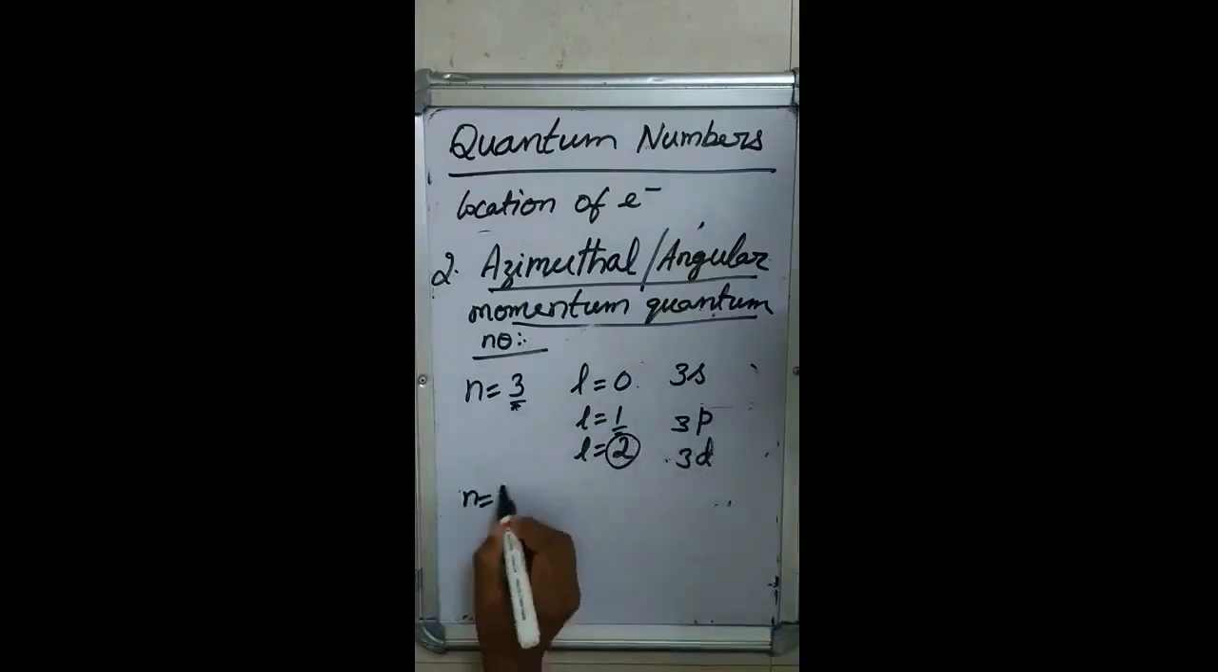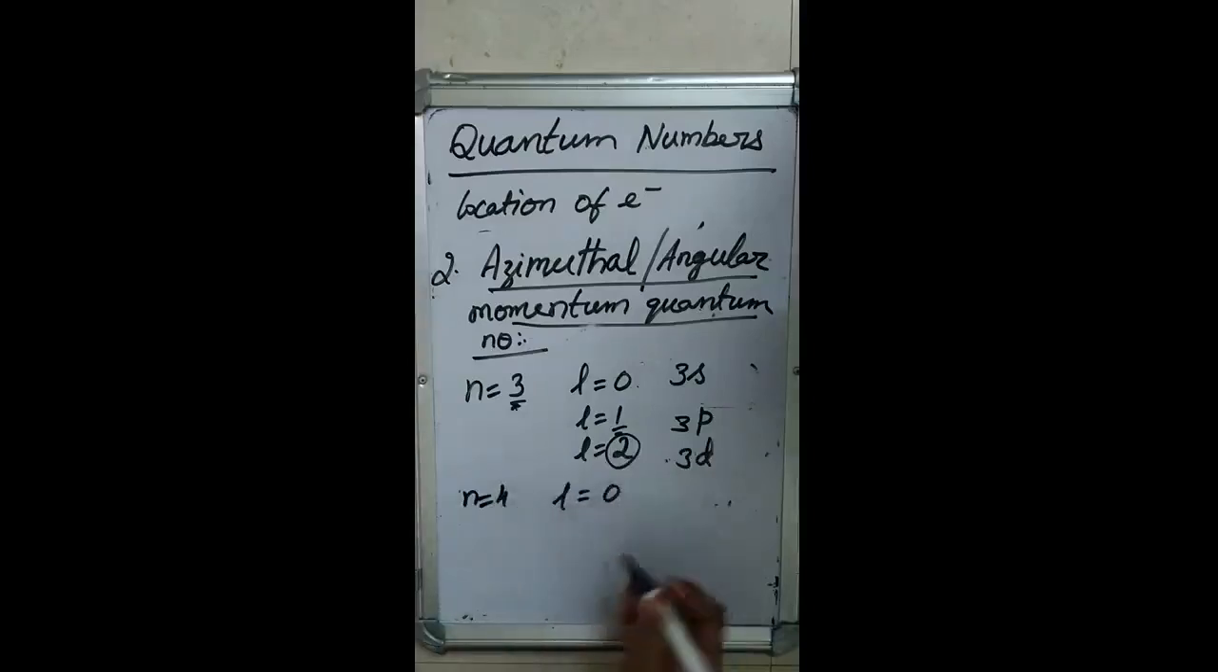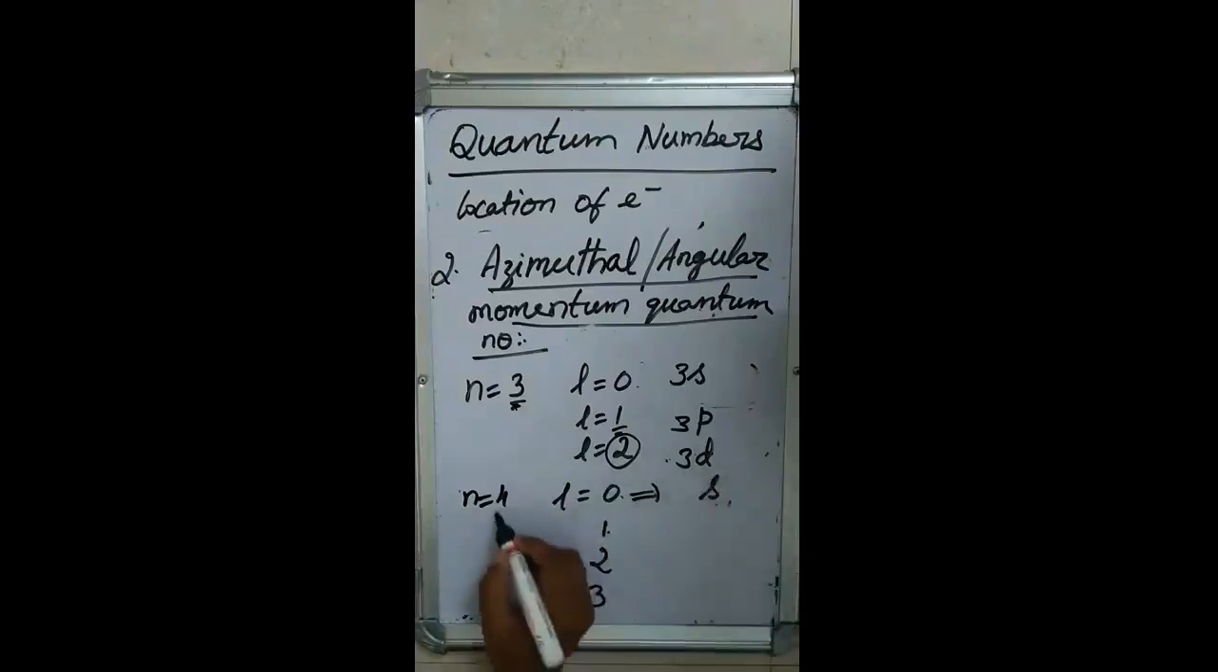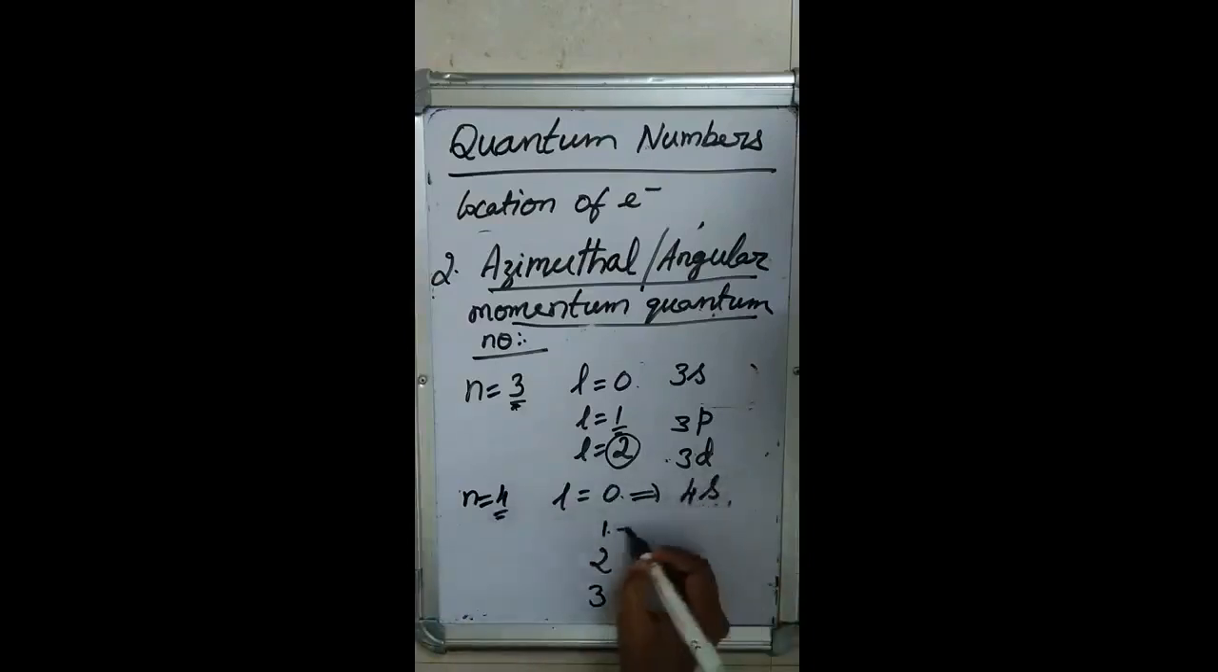Same way, if n is equal to 4, how many values should I write? 0, 1, 2, 3, 4 values. Now L is equal to 0 means what is the name of the subshell? S subshell. Since n is equal to 4, you should write 4s. L is equal to 1 means P. Since it is 4, it is 4p. L is equal to 2 means it is D subshell, so it is written as 4d. Sorry, L is equal to 3 means it is F, so 4f. Okay, I hope you understood the concept.